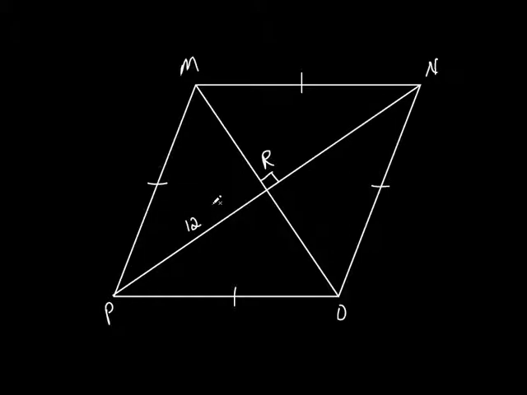It says PR is 12. Find RN. Oh my goodness, this is way too easy. I've got to make these problems harder, don't I? So if this is 12 right here, what is RN? Come on, you're playing around. It's got to be 12. Why? Because the diagonals bisect each other. So this is 12, this is 12.